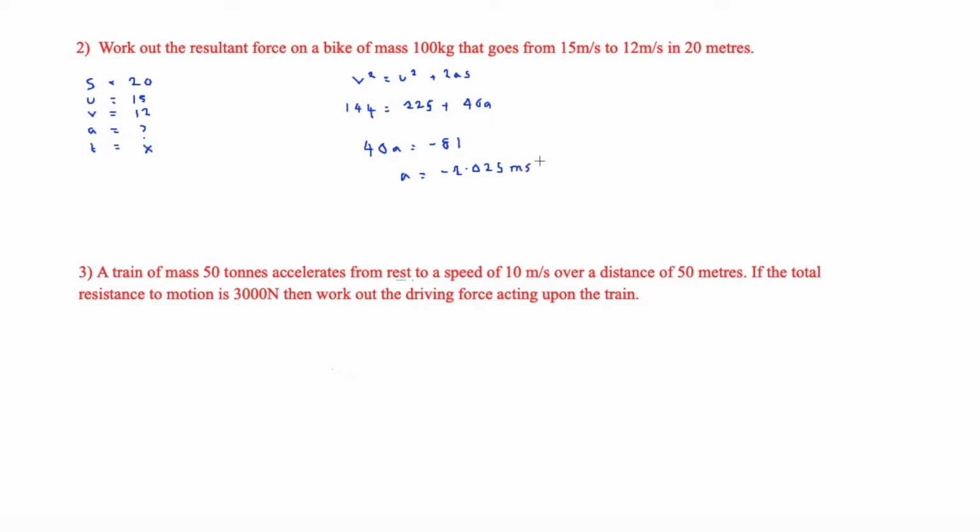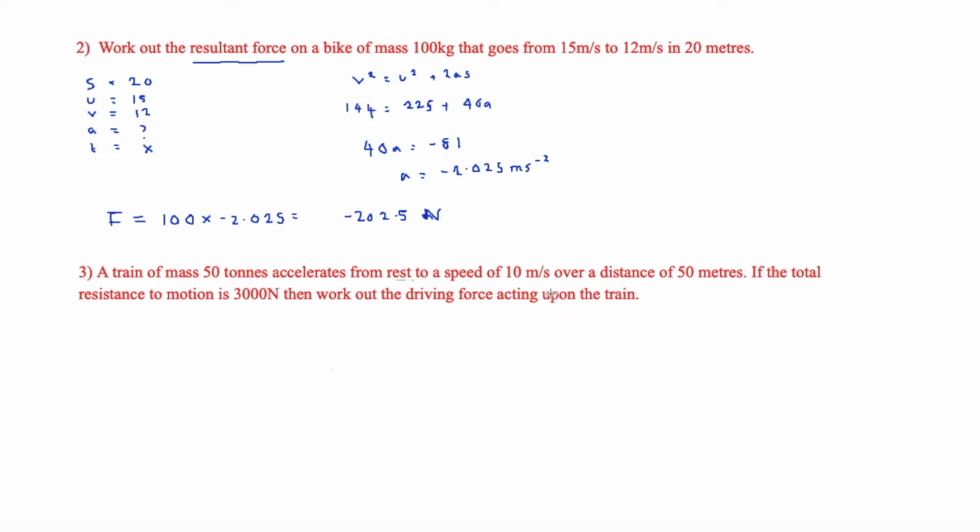But we don't have our final answer yet, as it's asking us for the resultant force. So we use F equals ma. F is equal to m, that's 100, times a, which is what we've just worked out, minus 2.025. That is equal to minus 202.5 newtons.